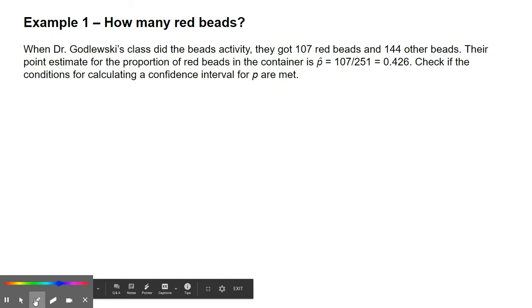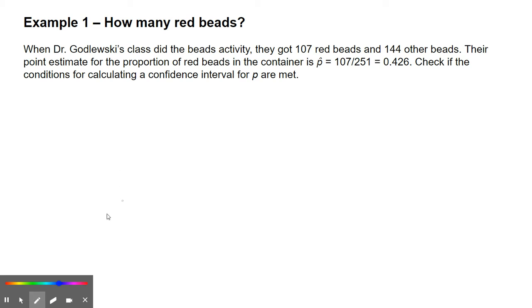Example 1 says, how many red beads? When Dr. Gadlowski's class did the beads activity, and unfortunately because of COVID we did not do the beads activity, which saves me from picking up all the beads you drop on the ground, but it is kind of a fun activity. They got 107 red beads and 144 other beads. Their point estimate for the proportion of red beads in the container is p hat equals 107 divided by 251 equals 0.426. Check if the conditions for calculating a confidence interval for p are met.